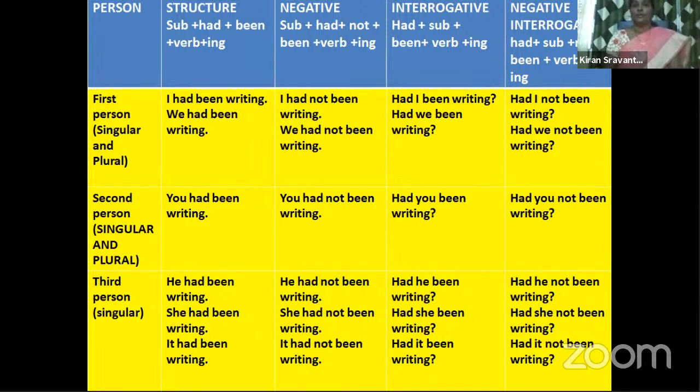Then coming to interrogative, we place the be form at first. That means before the subject. Whenever we place the be form or the verb before the subject, we make it interrogative. So be form had plus subject, then been plus verb plus ing. Coming to the negative interrogative, so had plus subject, then not plus been plus verb plus ing form.